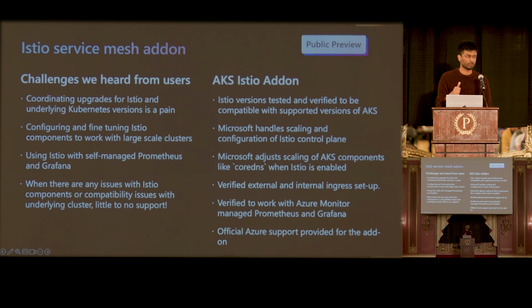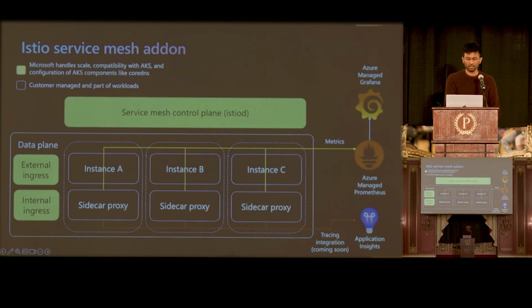And in terms of the metrics and the observability experience, it's very easy. You can deploy the managed Prometheus experience in the exact same way as you do for AKS, and then you just need to have one scrape config, and then all the metrics are there. And we also, of course, provide official Azure support for the add-on as well.